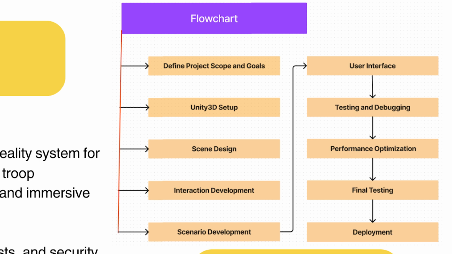The third last step is performance optimization, where we optimize the project for smooth performance, especially in VR mode, and address performance bottlenecks and reduce resource usage. The final testing is where we perform a final round of testing to ensure all issues are resolved, and we will mainly verify compatibility with target hardware and devices. Then comes deployment, where we package the project for distribution and finally deploy the project for use, either on local devices or for remote access.